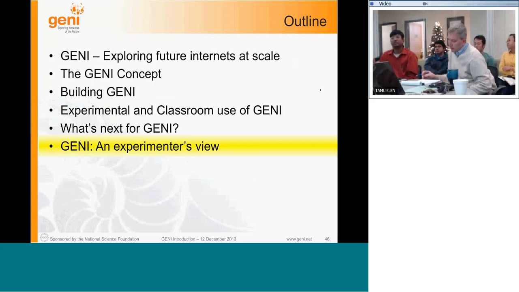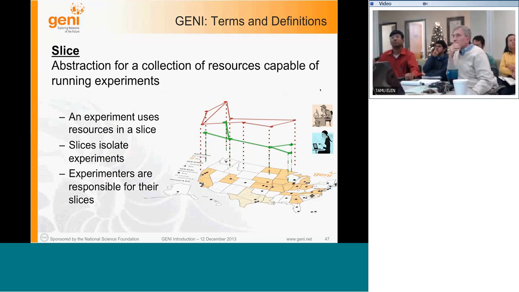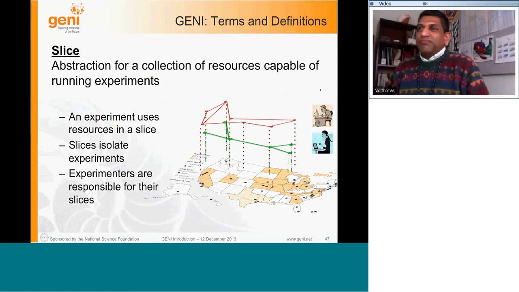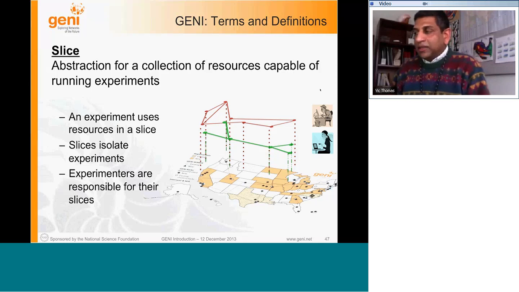All right, so we already talked about a slice. A slice is an abstraction for a collection of resources capable of running an experiment. So an experiment lives in a slice. It can operate on the resources in the slice, and slices isolate experiments. I cannot use the resources in your slice, and you cannot use the resources in mine. So we already talked about that.